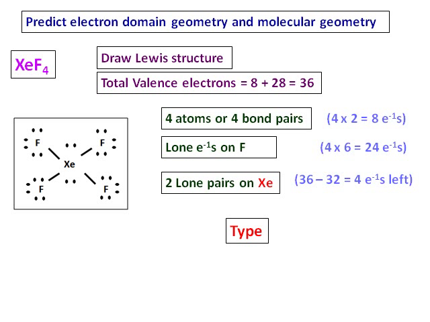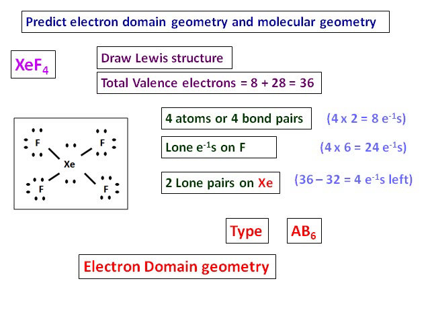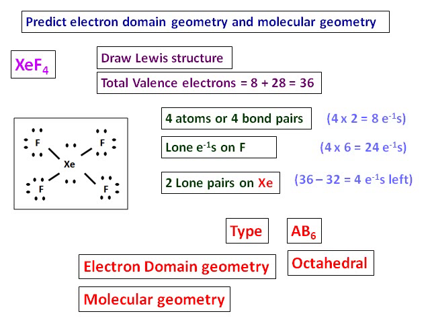So the type of the molecule, counting the lone pairs, 4 plus 2, is AB6. And hence the electron domain geometry comes as octahedral. So that's why it is never predicted just by looking at the molecule. The 2 lone pairs give it an octahedral electron domain geometry. But for the molecular geometry, the presence of the lone pairs distorts the octahedral and it's called square planar.